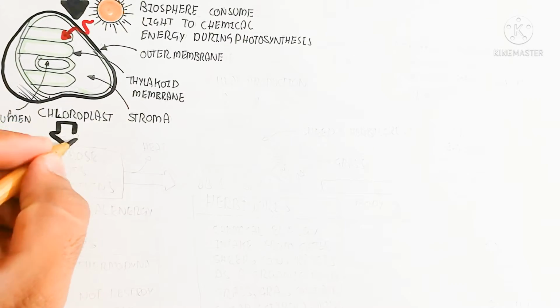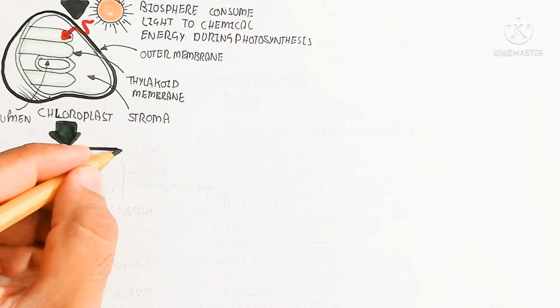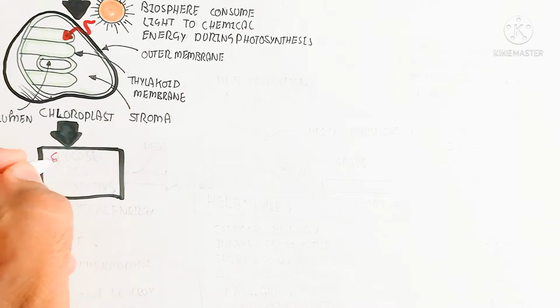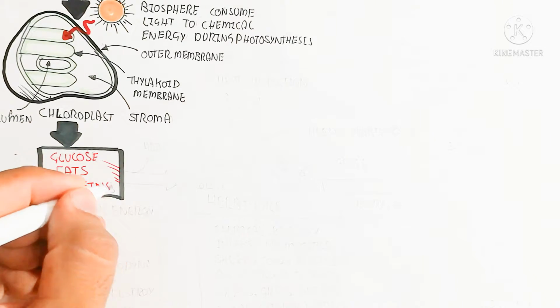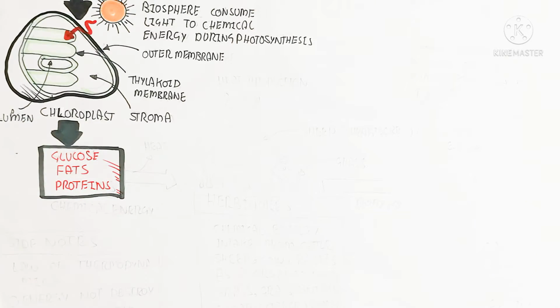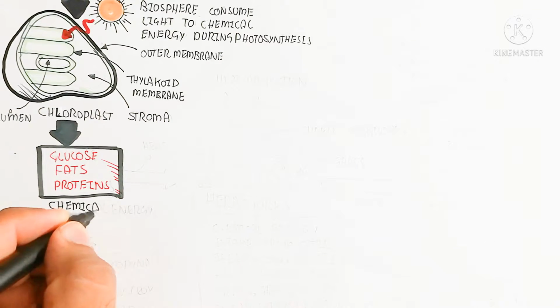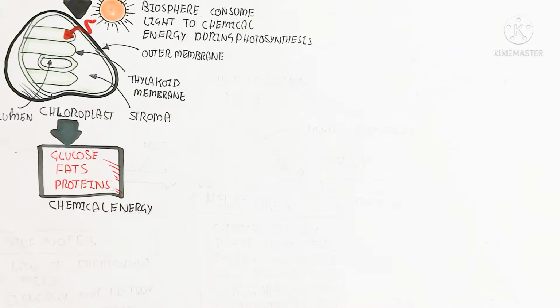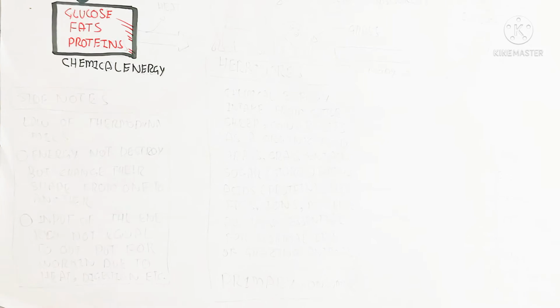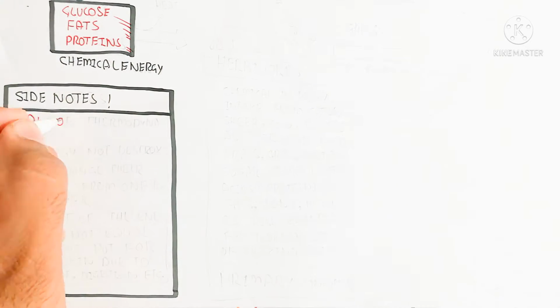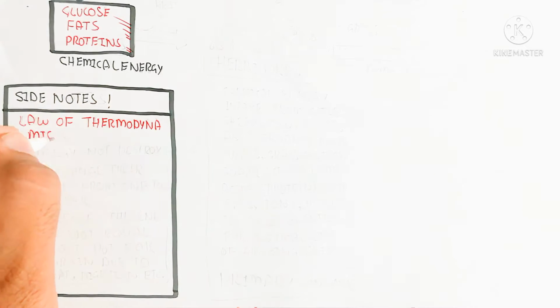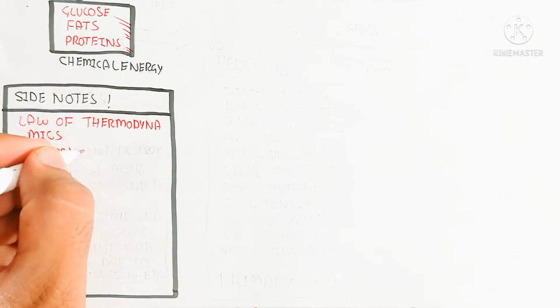In the presence of photons, the lysis of water will produce electrons, protons, as well as oxygen. Oxygen will move into the atmosphere, so 21% oxygen is present in the atmosphere, while carbon dioxide is fixed in the dark reaction to produce glucose, fats, and protein. This is the chemical energy that comes from the light energy.